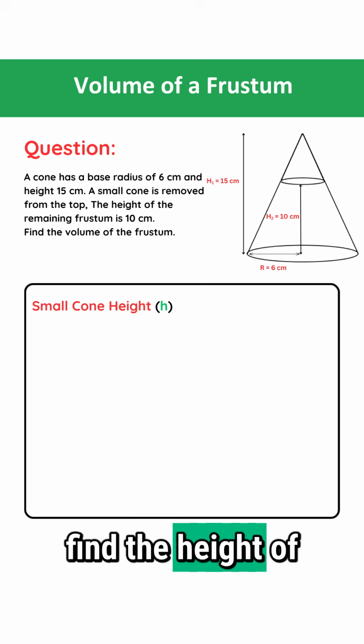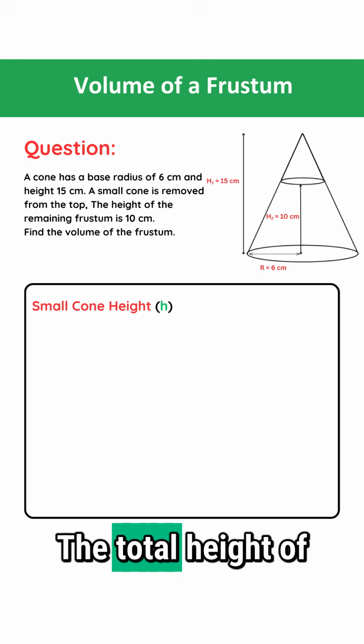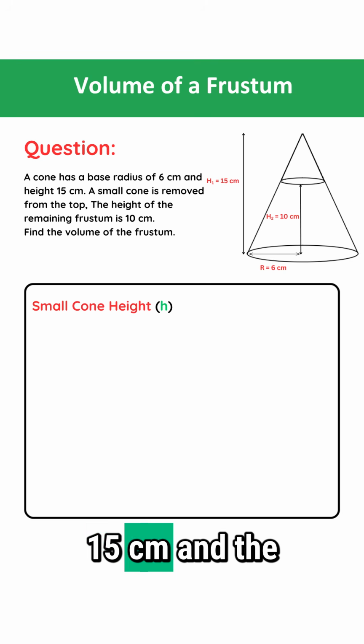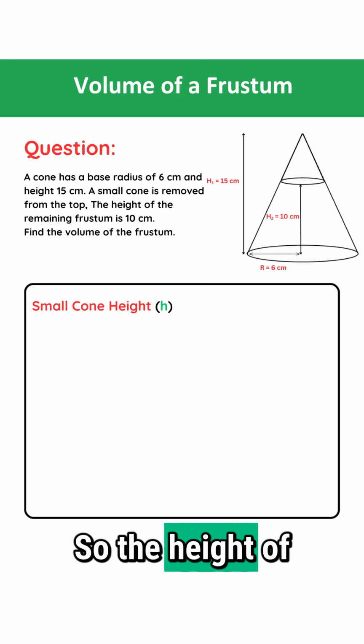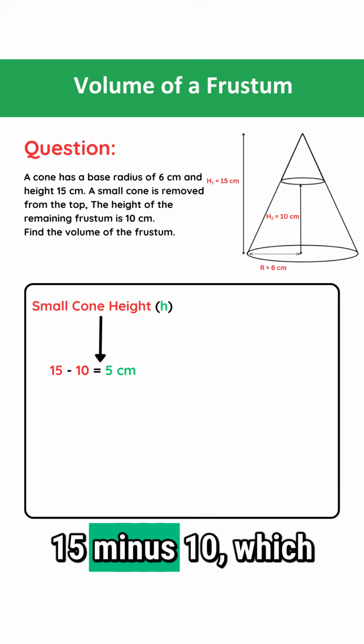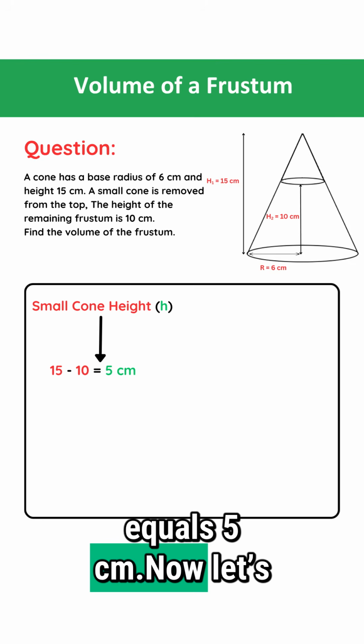First, we need to find the height of the small cone. The total height of the large cone is 15 cm and the frustum height is 10 cm. So the height of the small cone is 15 minus 10, which equals 5 cm.